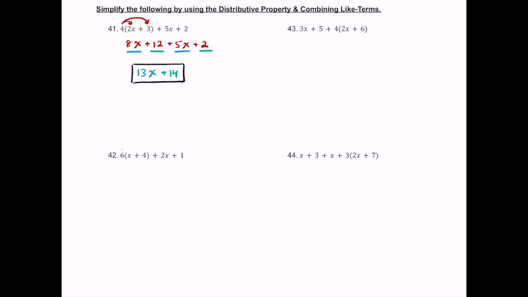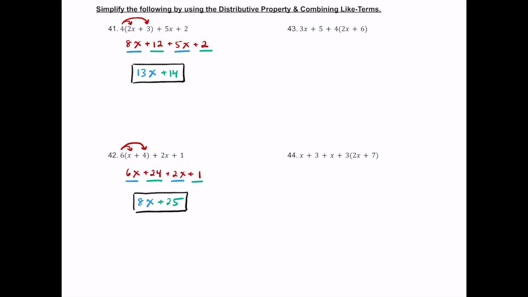For 42, let's distribute 6 times 1x and then 6 times this 4. 6 times 1x is just going to be 6x. 6 times 4 is going to be 24. 2x is just going to stay here the same, and we have a plus 1. This 6x and 2x combine to make 8x in total. And if we go ahead and combine this 24 and 1, that'll make 25. And don't combine those. Those are not like terms, so we are done there.